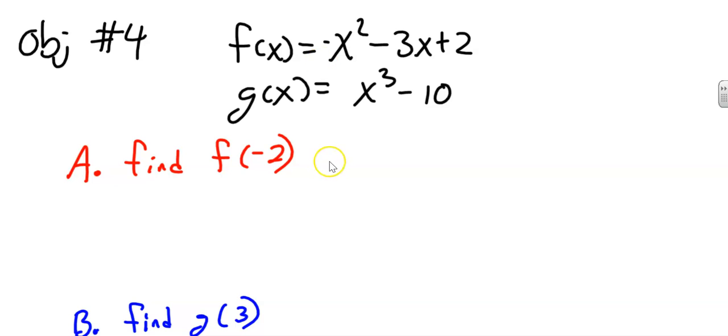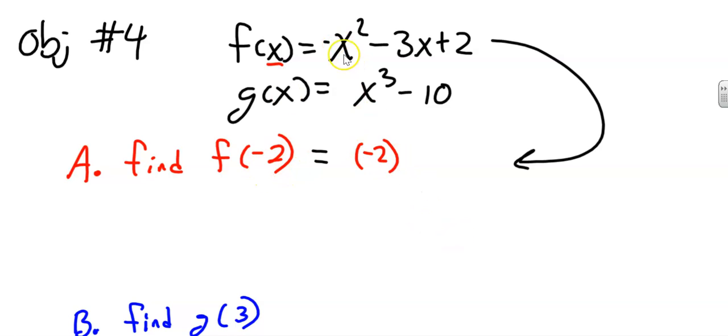For a problem like this, we're plugging this back in here, so everywhere we have an x, we're going to take out the x and replace it with a negative 2. So you've got negative 2. Everything else around the x has to go on the outside. So this negative goes on the outside, this squared goes on the outside. You've got a negative 3 times negative 2, and plus 2.